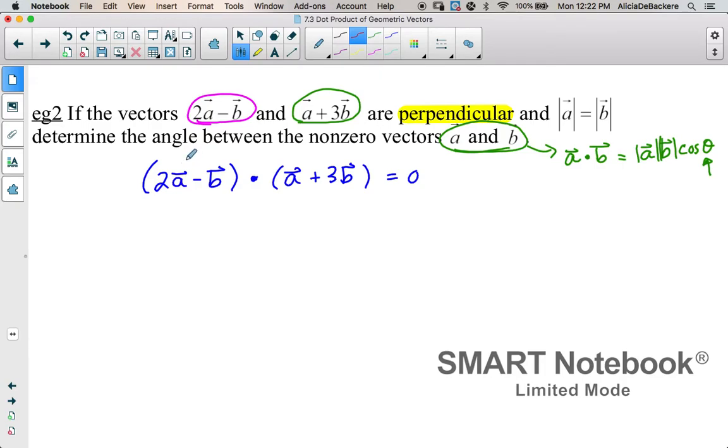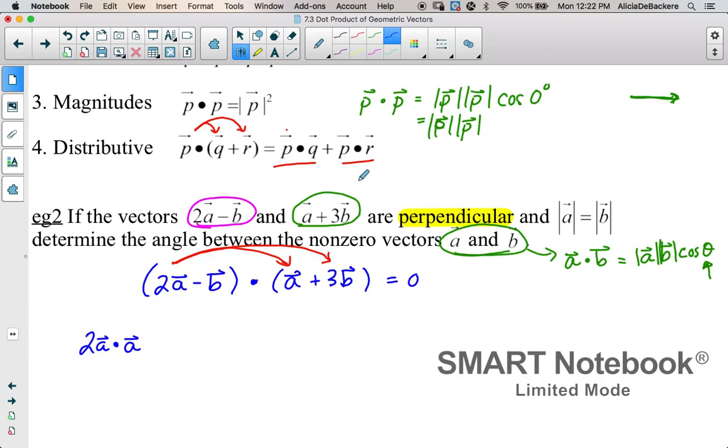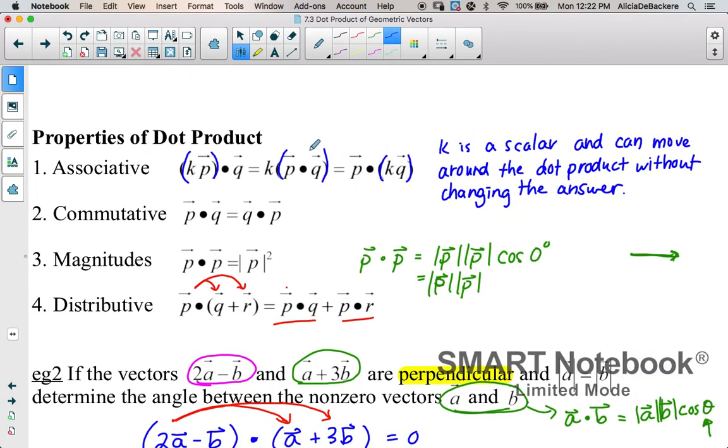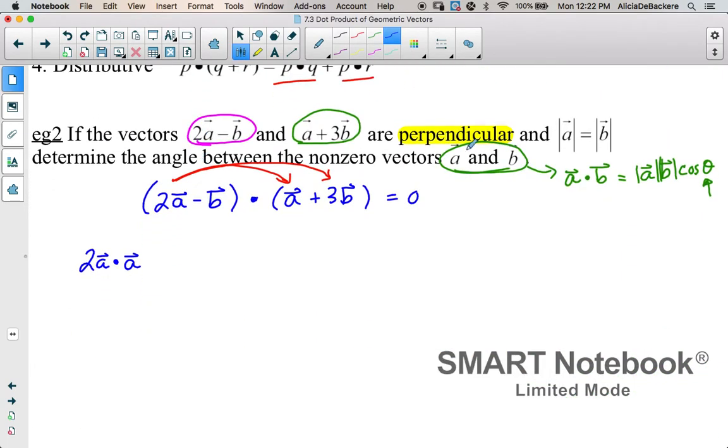I'm going to multiply 2a times this second bracket. And so I'm going to get 2a dotted with a. Remember, the dot is important here when I'm multiplying vectors. You have to tell me what kind of multiplication. And then I'm going to have 2a dotted with 3b. Remember, our properties from above tell me that I can move the scalar around. So I can bring the 2 and the 3 together to the front and say that that's the same as 6, and then a dot b.